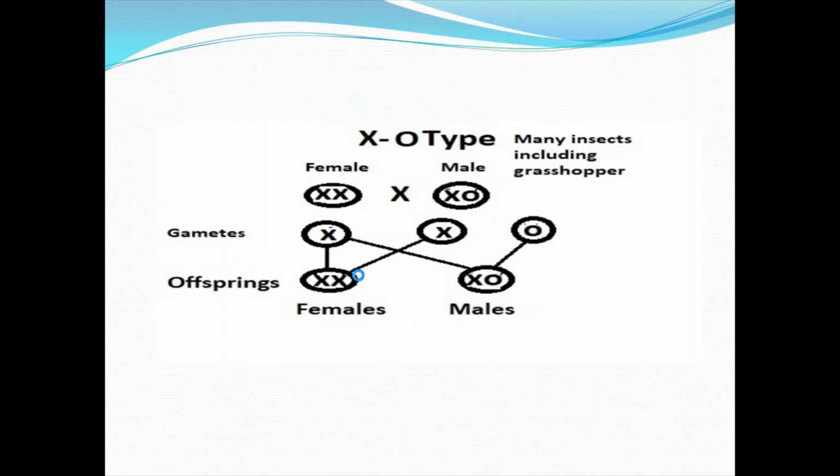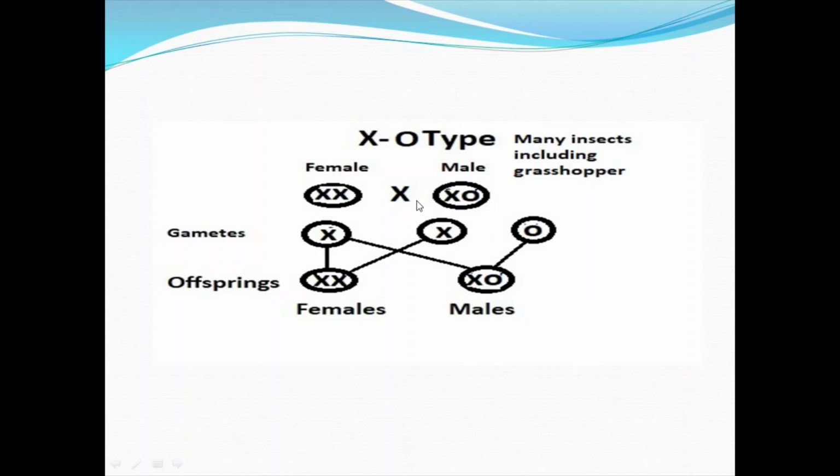The next type is the XO type or XX-XO type. This is observed in many insects including grasshopper. Here females have two X chromosomes whereas males have only one X chromosome. So this O means zero. There is no partner X chromosome in the case of males. So males have only one X chromosome whereas females have two X chromosomes.